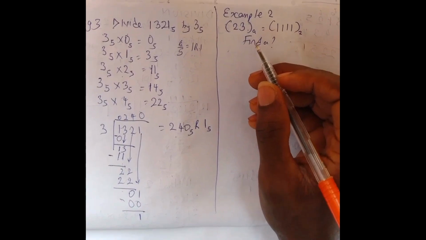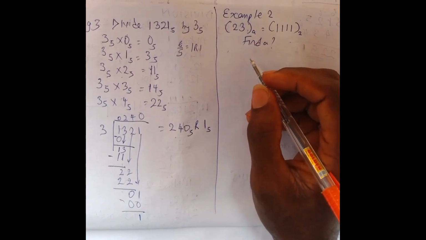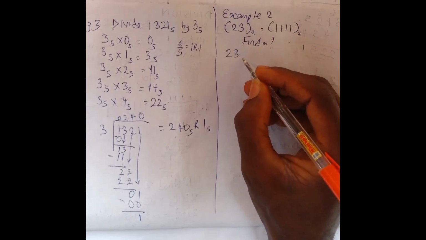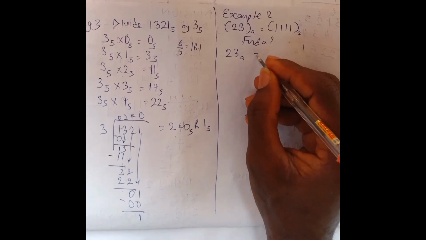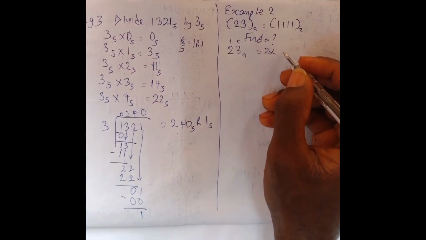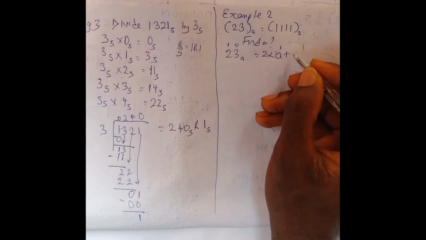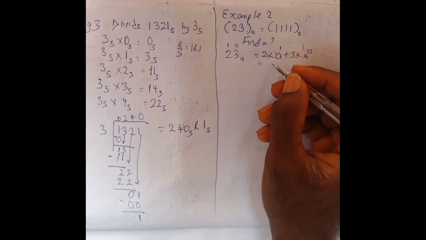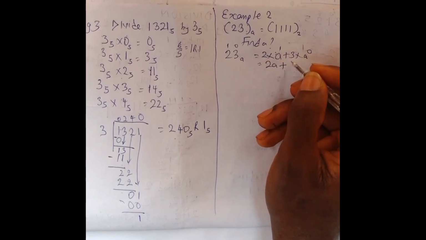So let's convert this 23A to base 10. Remember, we have to find A. So 2 times A raised to power 1, plus 3 times A raised to power 0. A raised to power 1 is A. 2 times A is 2A. A raised to power 0 is 1, because n raised to power 0 is 1. 3 times 1 is 3.